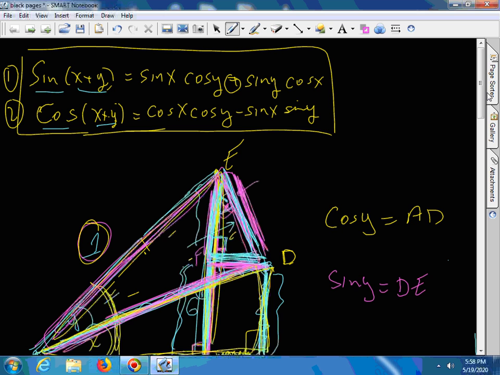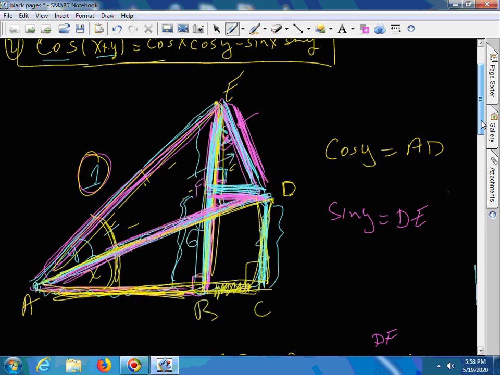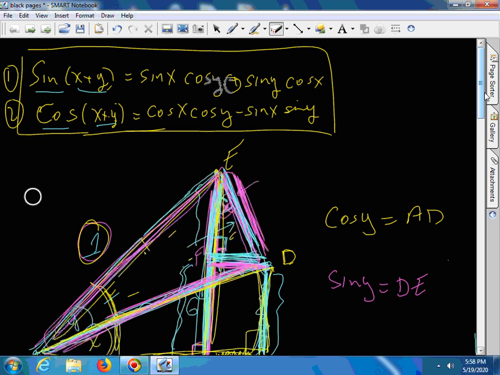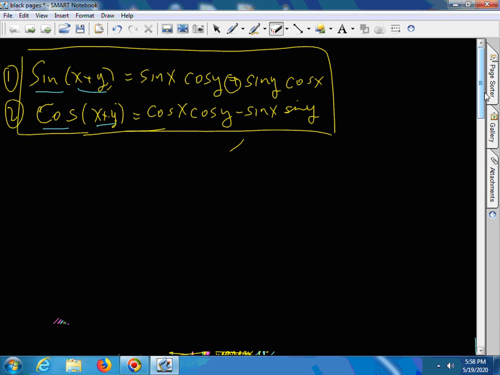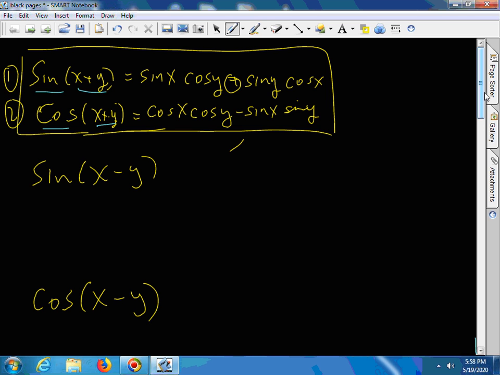And now we're going to prove with these formulas. Let me erase all of this. We're now going to prove the other two that I talked about next. We're going to derive the formula for the sine of x minus y and the formula for cosine x minus y. And it is not going to be geometric.